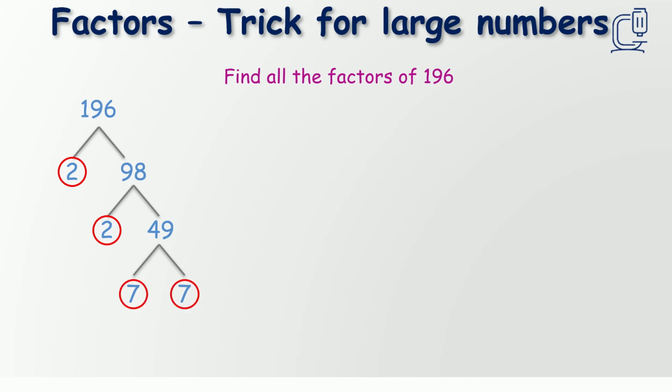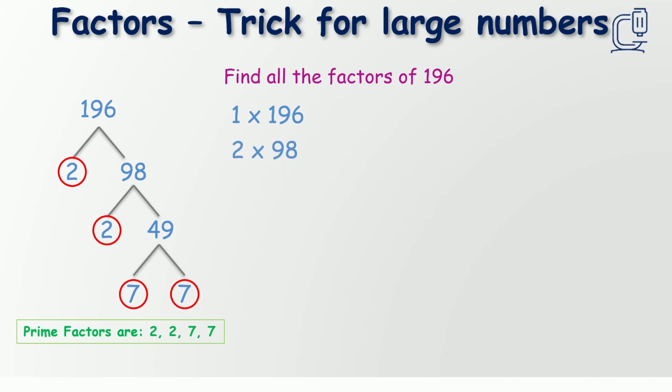So now we have 196 split into its prime factors of 2 times 2 times 7 times 7. We can use these to figure out our list of factors that go into 196. So how do we do this? First, we know that 1 times 196 is 196, and 2 times 98 is 196, and then we move on to 3. Since 3 is not in our list of prime factors, we can say that 3 does not go into 196 as a factor, so we can rule that out.